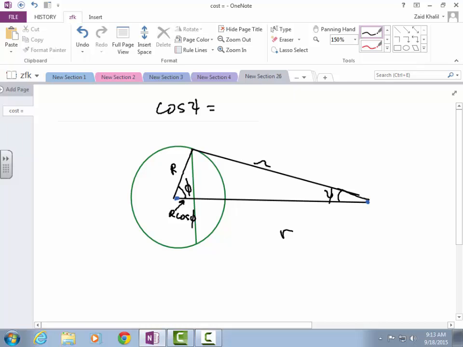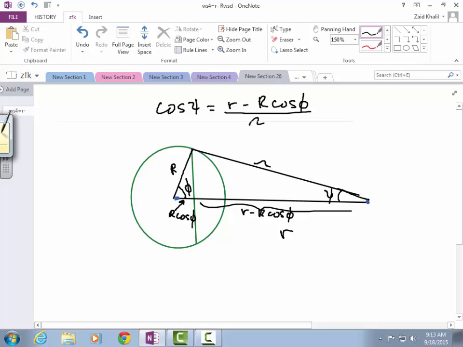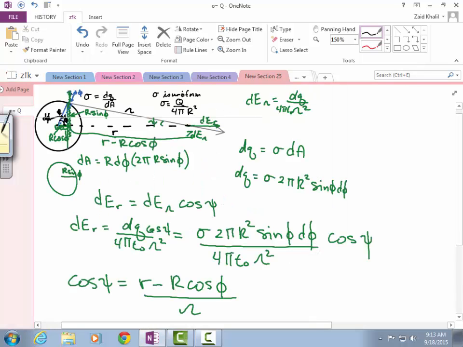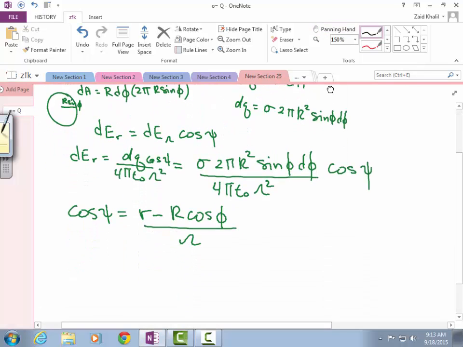But this length is r minus r cosine psi. So r minus r cosine psi over script r. Phi, sorry. All right, so now, is that clear to everyone? Okay. So, we continue.